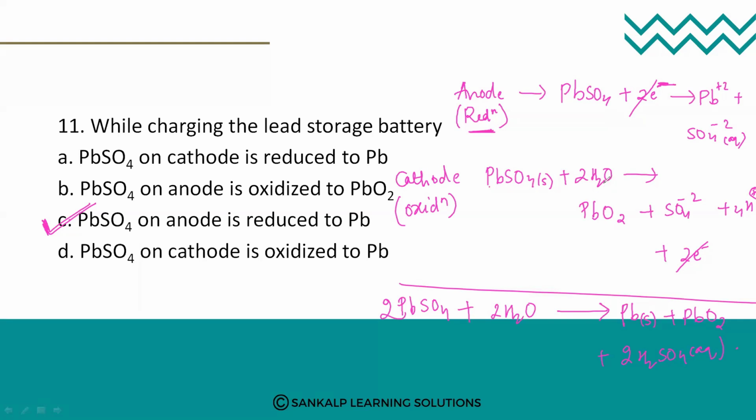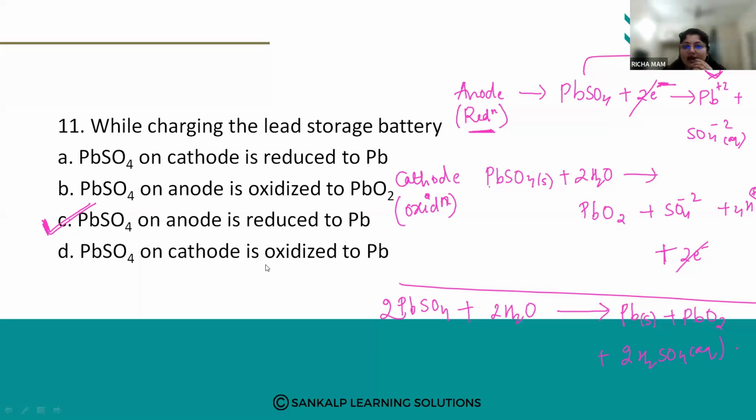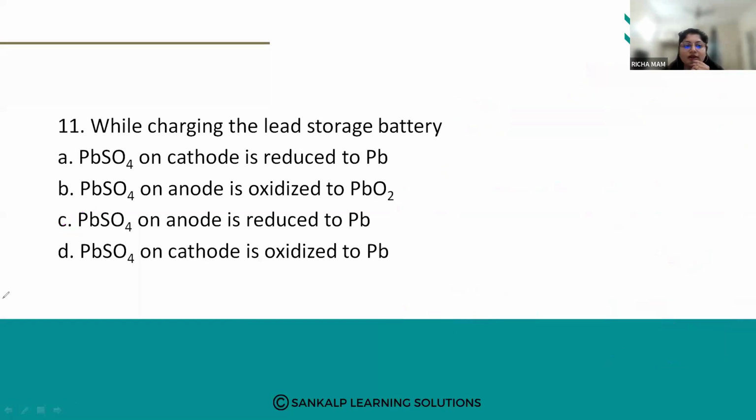And at cathode, oxidation occurs. Oxidation means there is a loss of electrons, electrons are given up. You can see that PbSO4 at anode is undergoing reduction, getting reduced to Pb. So our answer is option number C. I hope you have got it. You need to know the reactions occurring at anode and cathode. Let us go for the next one.